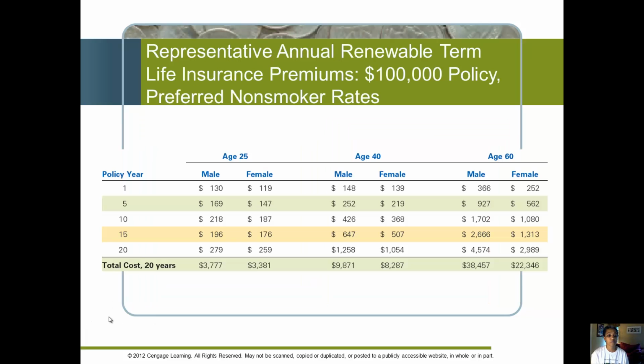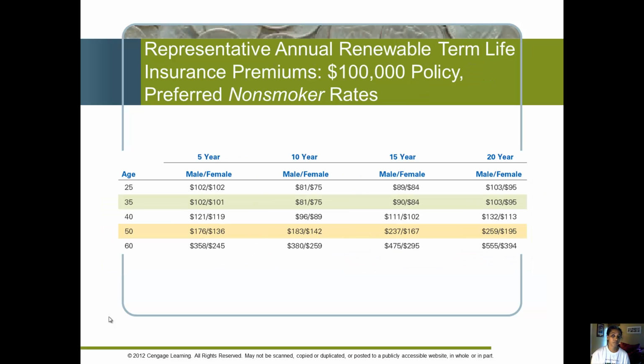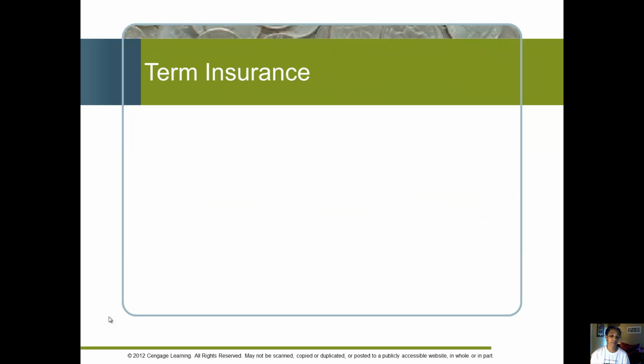So here's some examples of premiums for different policies. So as you can see, depending on the age and the gender and the term of the policy, the premium amount will change. So as the term increases, the premium increases. Males are more expensive to insure than females, and as we get older, the premium increases. And then here's for a non-smoker. So big difference between smoker rates and non-smoker rates.